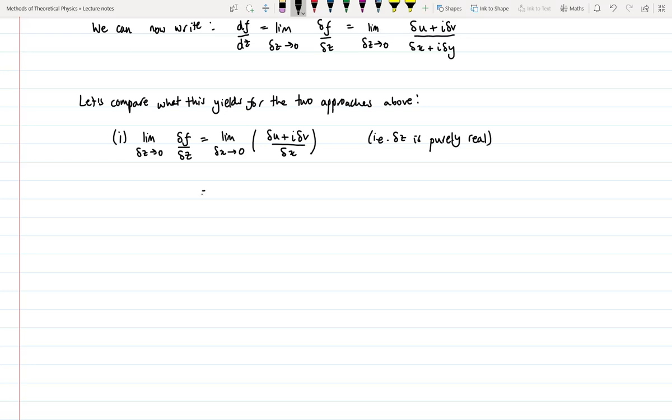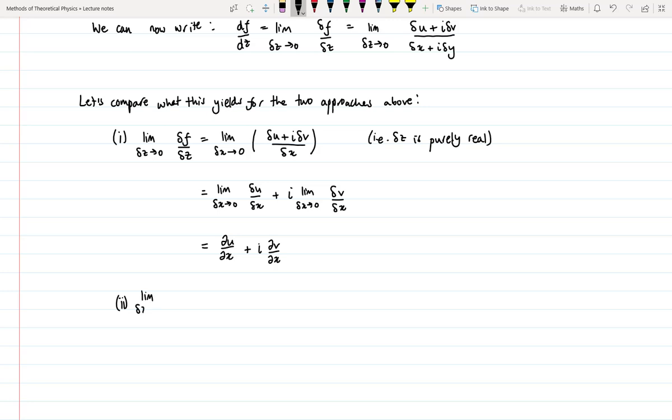We can split this up into the limit as delta x tends to 0 of delta u by delta x, and then i times the limit as delta x tends to 0 of delta v by delta x. Now, because u and v are real multivariable functions, and delta x is a variation of one of these variables, these are the definitions of the partial derivatives that we discussed in the previous video. We can therefore write this as du by dx plus i dv by dx.